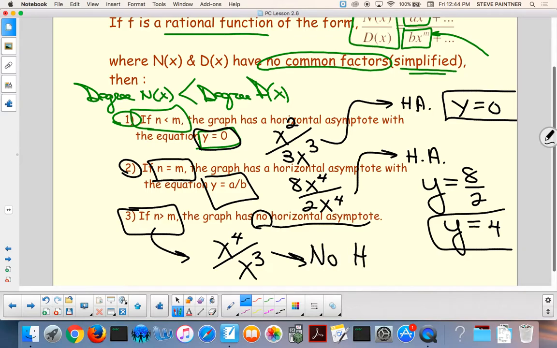You're only going to have an actual number for a horizontal asymptote when the degrees are equal. If the degree on top is smaller than the degree on the bottom, it'll be zero though. So it's only an actual nonzero number if they're equal. If they're equal like this, then you look at the coefficients.